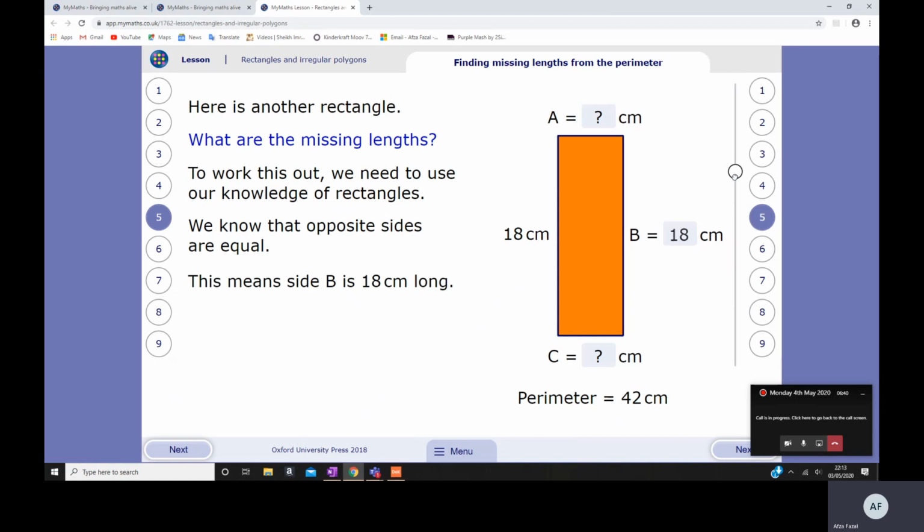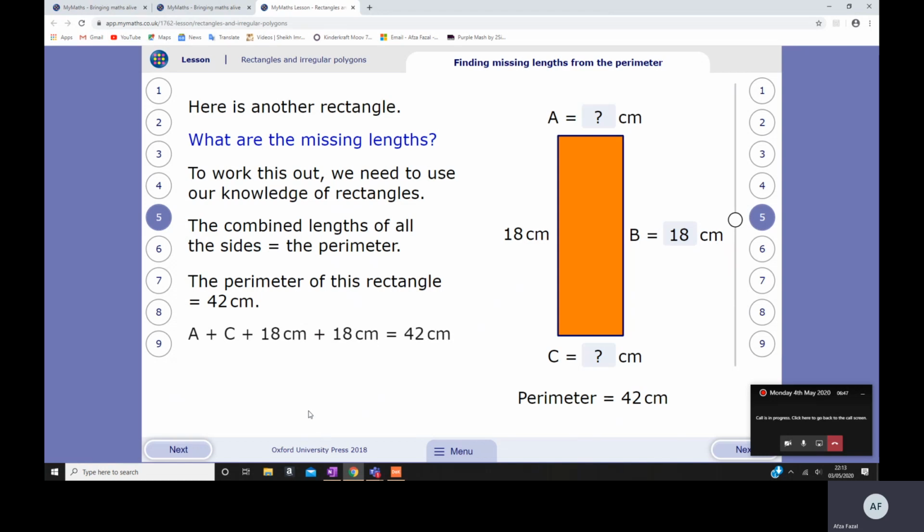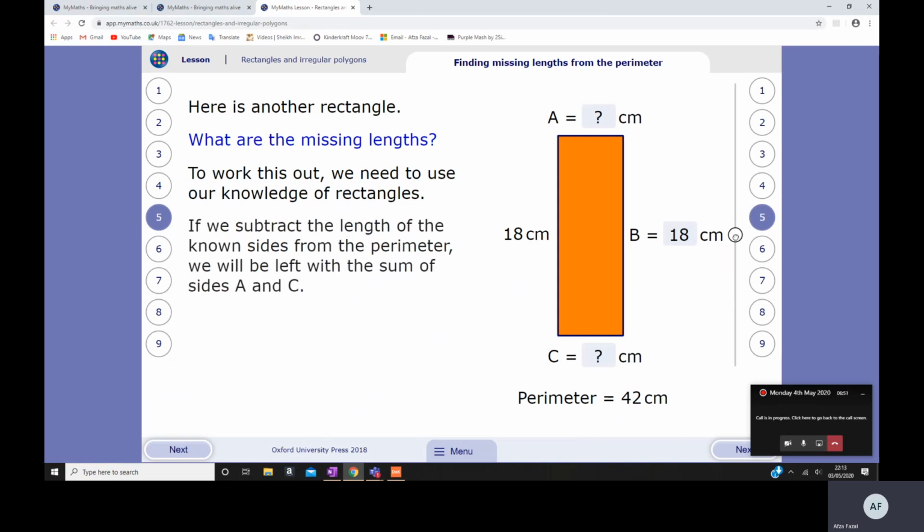So B is 18 because we know that. The perimeter of the rectangle is 42. A plus C plus 18 equals 42. So we need to work out 18 add 18. This is done as 42 take away 18, then take away 18. You could do it the other way, where you add 18 and 18 together, so you double it, and then take it away from 42. So it depends on whichever method you feel comfortable with.